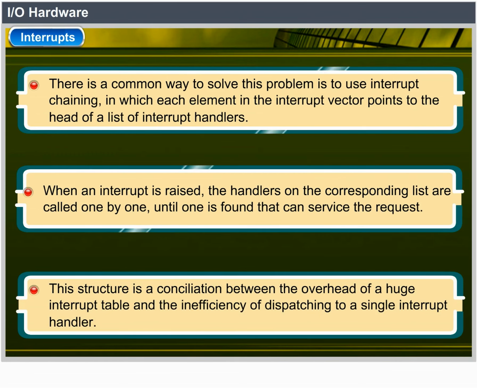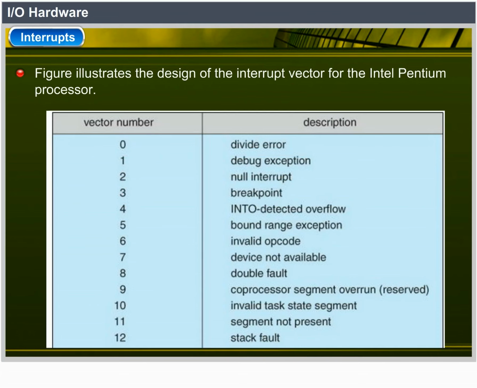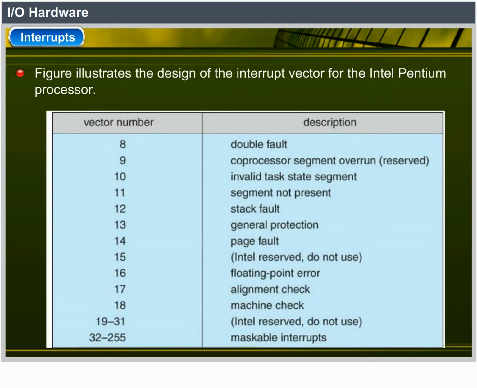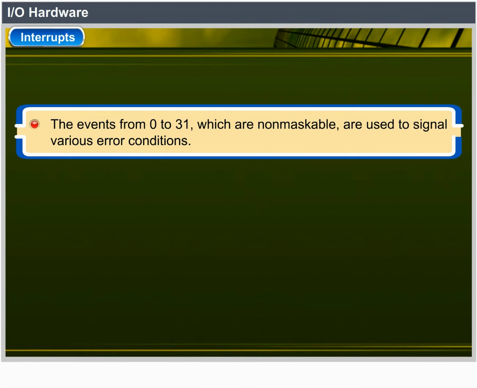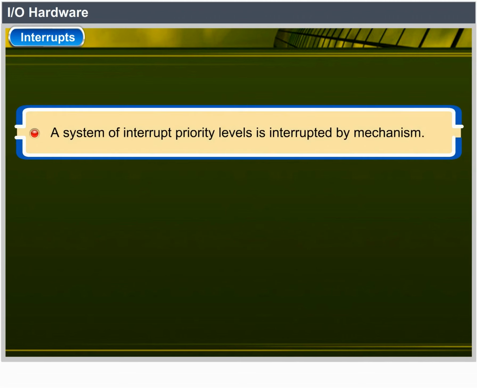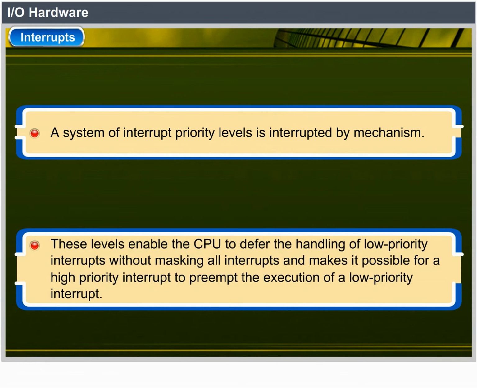Figure illustrates the design of the interrupt vector for the Intel Pentium processor. The events from 0 to 31, which are non-maskable, are used to signal various error conditions. The events from 32 to 255, which are maskable, are used for purposes such as device-generated interrupts. The interrupt mechanism also implements a system of interrupt priority levels. These levels enable the CPU to defer the handling of low-priority interrupts without masking all interrupts, and make it possible for a high-priority interrupt to preempt the execution of a low-priority interrupt.